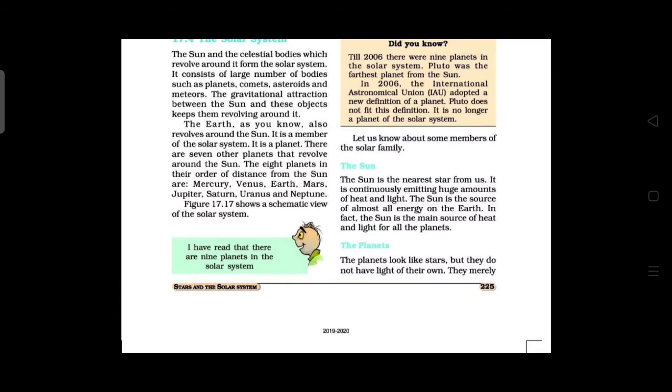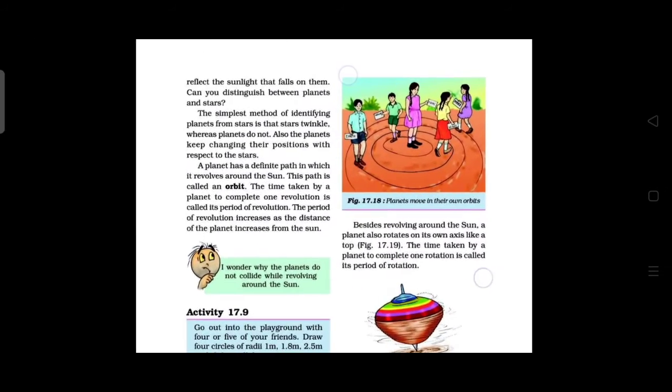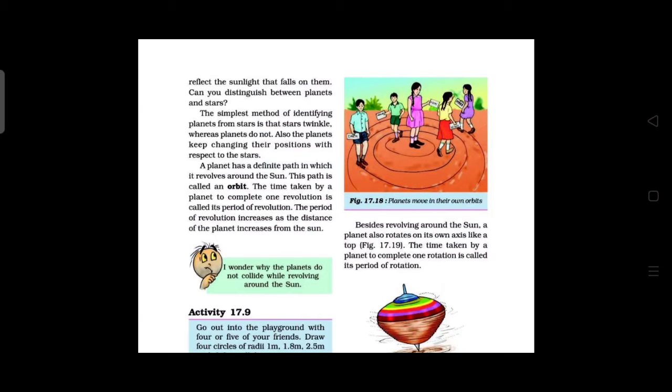Then about planets. The planets look like what? Stars. But they do not have light of their own. So, they reflect the sunlight that falls on them. A planet is like a star. It looks like a star, but they do not have what? Light of their own. So, they merely use the sunlight that falls on them.